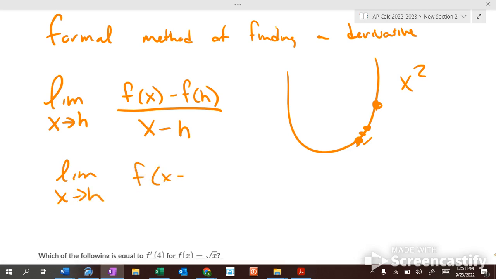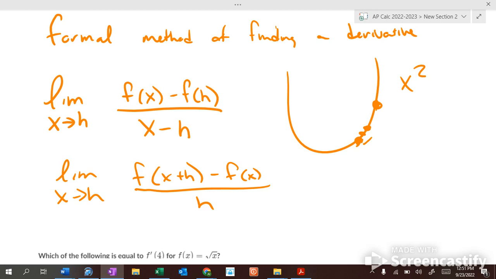f of x plus h minus f of x over h. Okay? So those are our two definitions. This one, like I said, I've used for years and years. But then lately, we've been with Khan Academy.